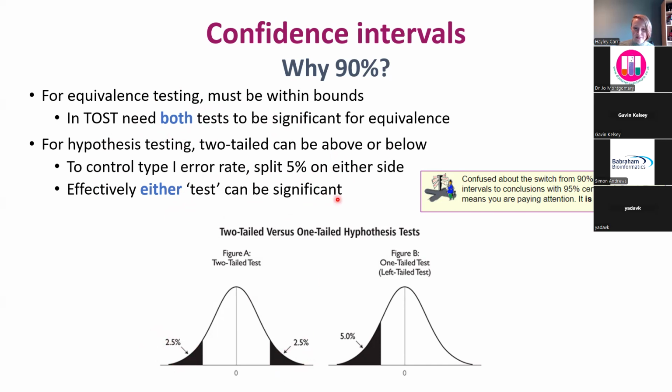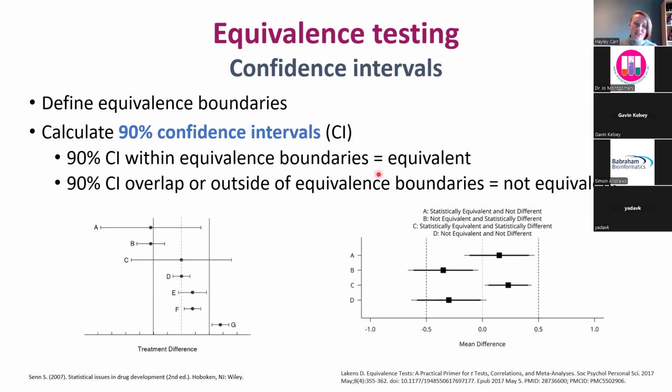Hopefully that makes some sense. So that's a quick summary of the confidence intervals approach. Again, you have to define your equivalence boundaries. We use 90% confidence intervals rather than 95%. And if they fall within the boundaries, then they're equivalent. And if they're outside of or overlap with the boundaries, then they're not equivalent.